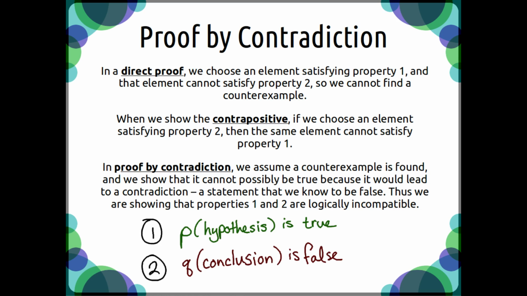So in proof by contradiction, we assume a counterexample is found, and we show that it cannot possibly be true because it would lead to a contradiction, a statement that we know to be false. Thus, we are showing that properties 1 and 2 are logically incompatible to the case that we found as a counterexample.